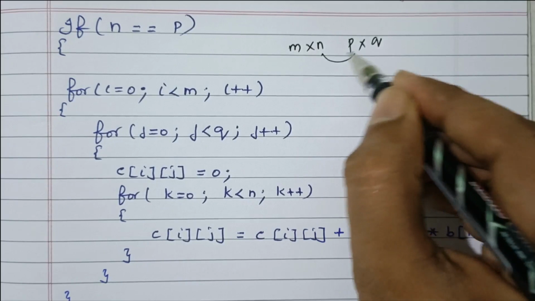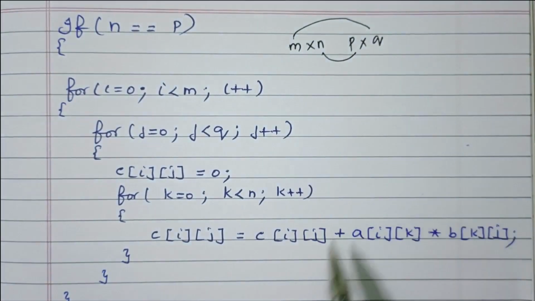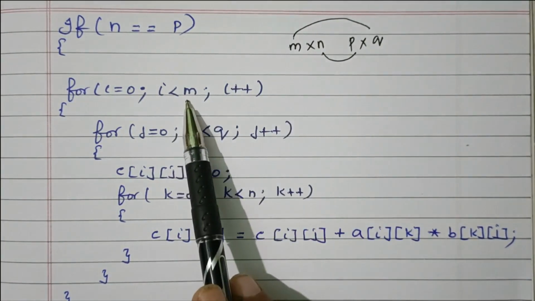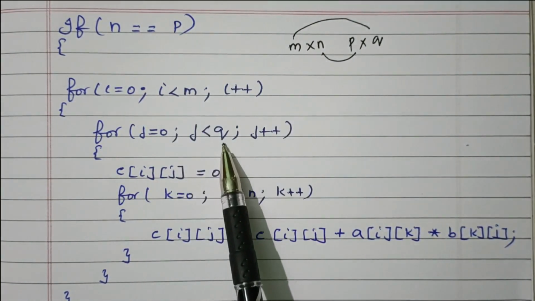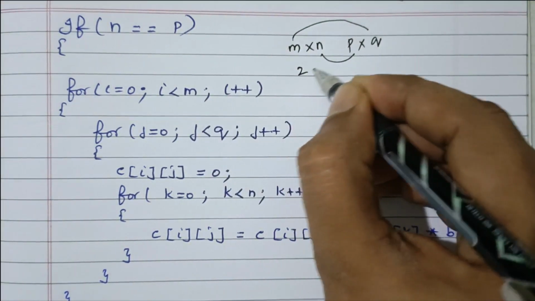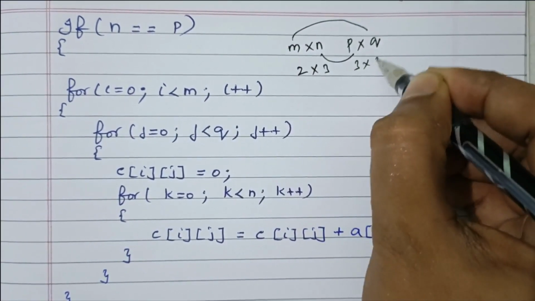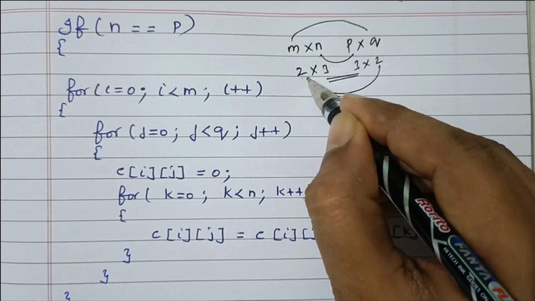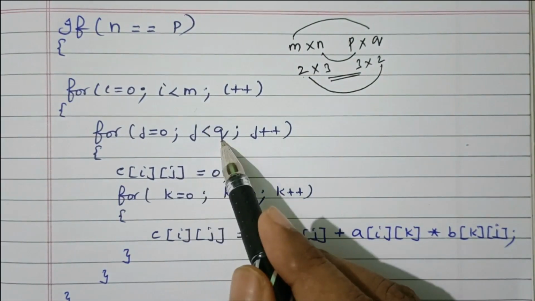These two should be equal. This is the resultant matrix, right? So the resultant matrix is m into q. So we are using m, we are using q. Then only we get the resultant matrix. Here what we are using: 2 cross 3, 3 cross 2. This condition is true. The resultant output will be 2 cross 2. So we are using 2 cross 2, right?